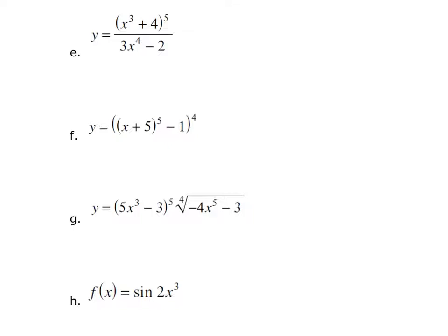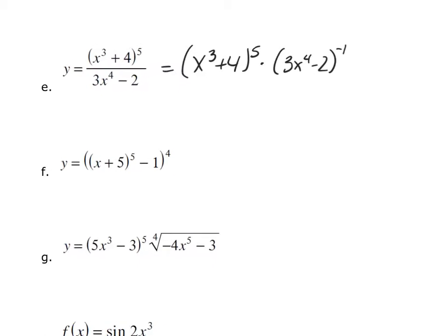If you don't like the quotient rule and you understand the product rule and the chain rule, you can rewrite this as x to the 3rd plus 4 raised to the 5th power multiplied by 3x to the 4th minus 2 raised to the negative 1. So if you don't like the quotient rule, you can just strictly use the product rule and the chain rule. All right, so if you're doing this as the product rule, this is how you would write the function. The product rule, remember, is going to be u prime v plus v prime u.